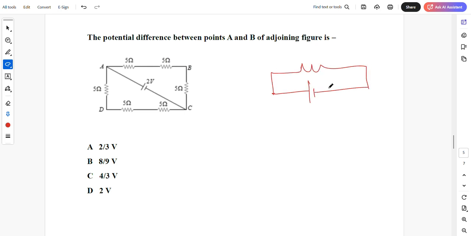ಇದೆಲ್ಲ ಆಡ್ ಮಾಡ್ಕೊಳ್ಳಿ because all these three are there in series. All these three are there in series, right? Okay, 5 plus 5 plus 5 ಅಂದರೆ 15 ohm ಆಗುತ್ತೆ. ಇಲ್ಲಿ 15 ohm ಆಗುತ್ತೆ ಅಲ್ವೇನಪ್ಪ? ಇದು plus minus 2 volts, right? Okay, what is the current?